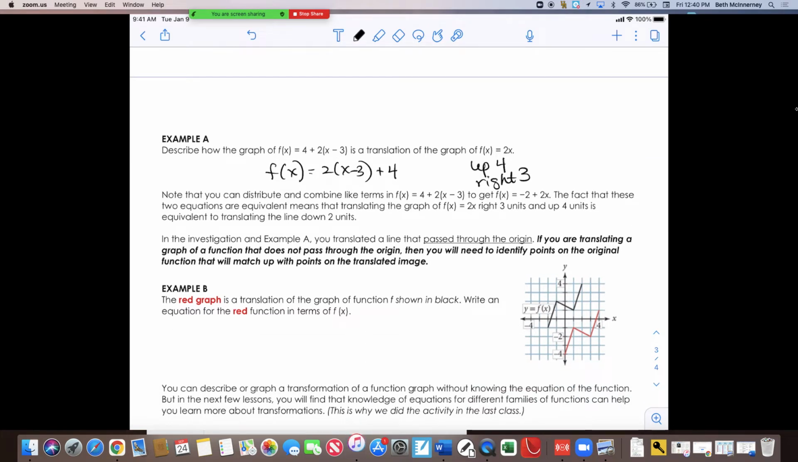All right, let's look at example B. The one that's in black, y equals f of x, that's the original. The red one is how it got shifted. What I like to do is just pick one point and figure out how it got moved. So let's say we do this one right here. Do you see this one? This is at 1, 1. Where did it get moved? 1, 2, would it be 3, negative 2?